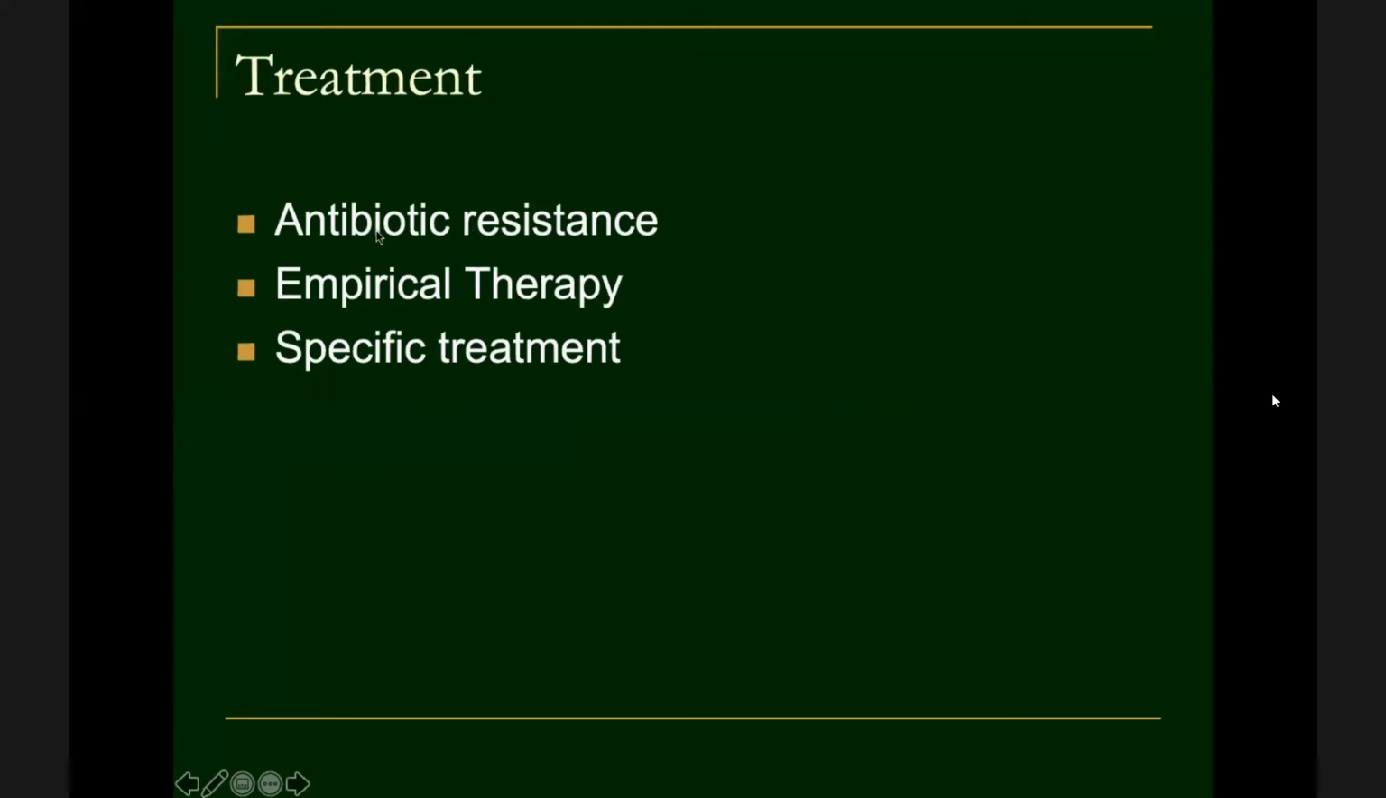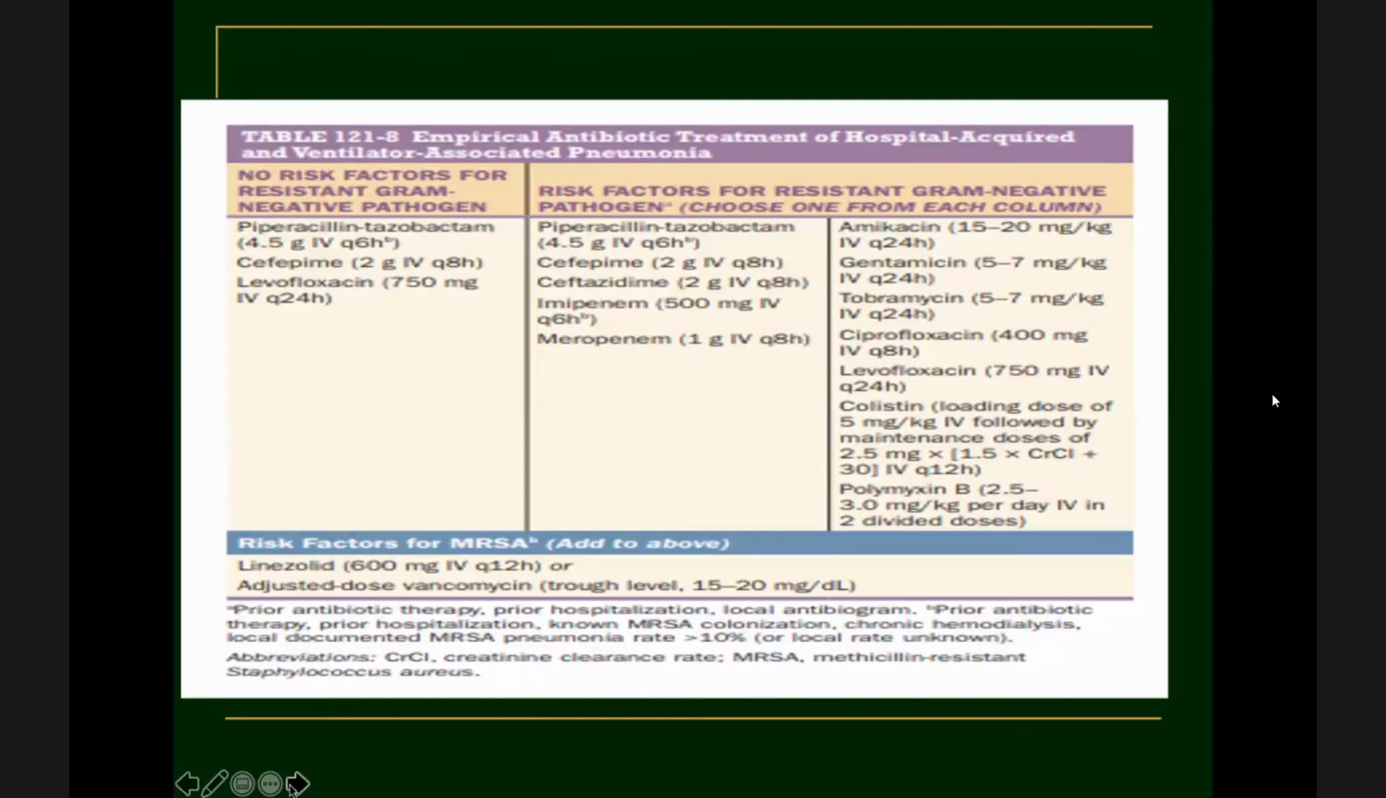So what is the treatment? Because of antibiotic resistance, you have to think about empirical therapy and specific treatment. These are the recommendations for empirical antibiotic treatment of hospital-acquired and ventilator-associated pneumonia. If there are no risk factors for resistant gram-negative pathogens, then you can use piperacillin-tazobactam 4.5 gram IV 6 hourly, or cefepime 2 gram IV 8 hourly, or levofloxacin 750 milligram IV OD.